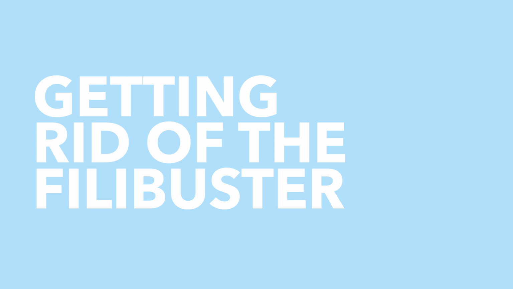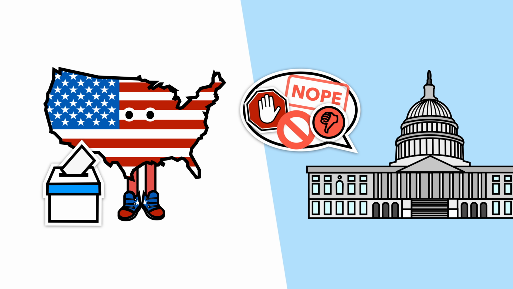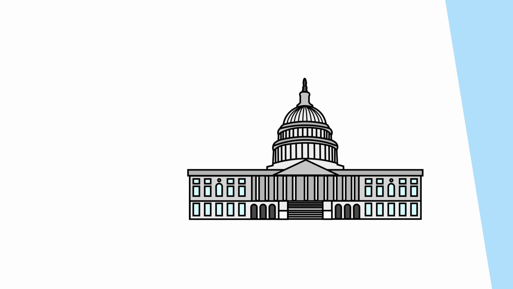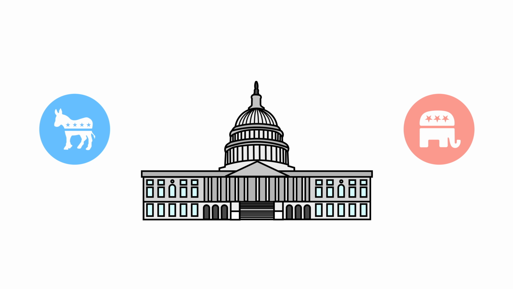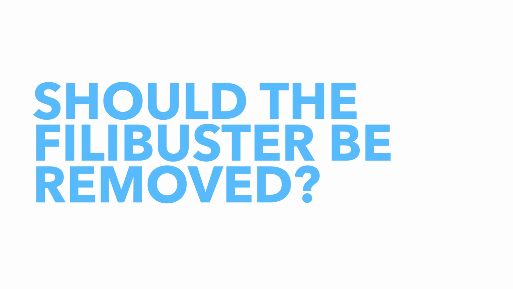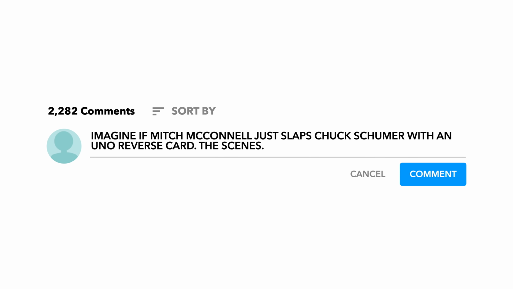But getting rid of the filibuster could in itself cause problems. It's thought of by some as a tradition of American democracy. Plus, removing it could lead to a lack of debate, shoddy legislation, and a tyranny of the majority, causing ever more partisanship and polarization. But what do you think? Should it be done away with? Is there a better way of doing things? Or is it needed to uphold democratic values? Let us know your thoughts in the comments below.